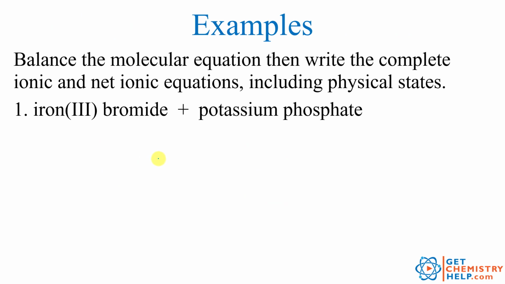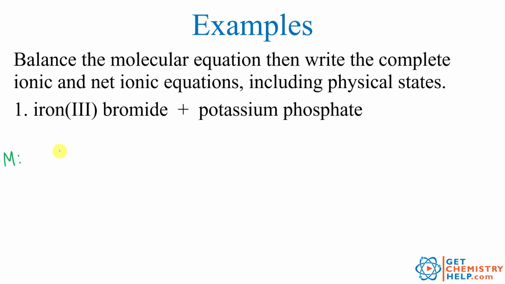Okay, so let's try an example of this together. The problem says, balance the molecular equation, then write the complete ionic and net ionic equations, including the physical states. And the reactants are iron 3 bromide and potassium phosphate. Okay, so first we want to do the molecular equation. I'll put M for molecular.